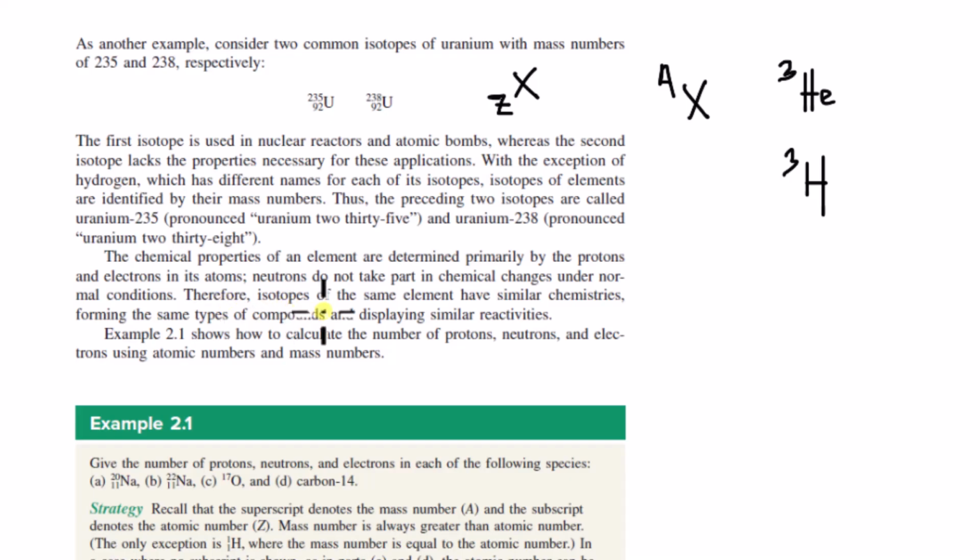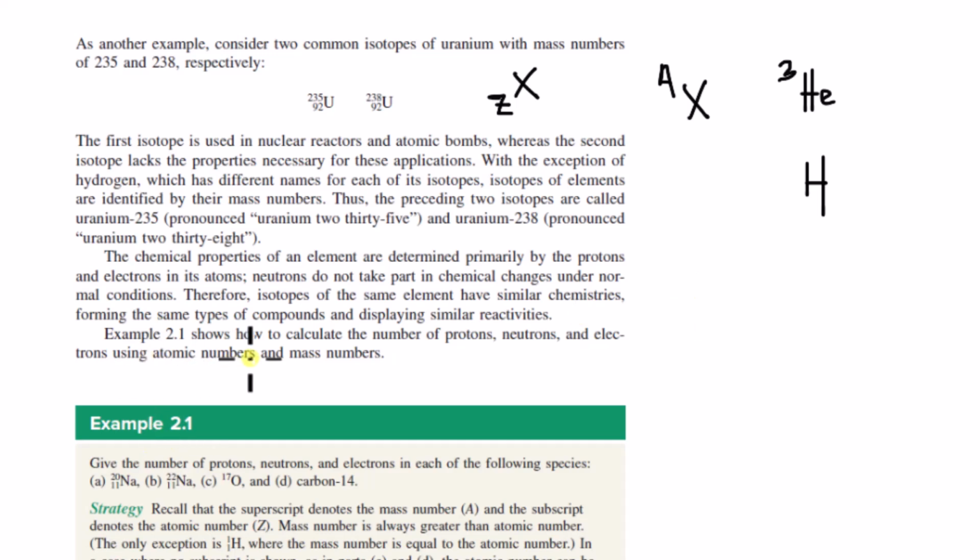Therefore, isotopes of the same element have similar chemistries, forming the same types of compounds and displaying similar reactivities. Okay, so in general, we can think about how just because you have 2 separate isotopes of the same element, chemically, not from a nuclear perspective, chemically, there's not going to be much difference.